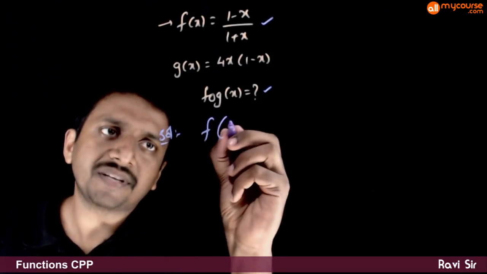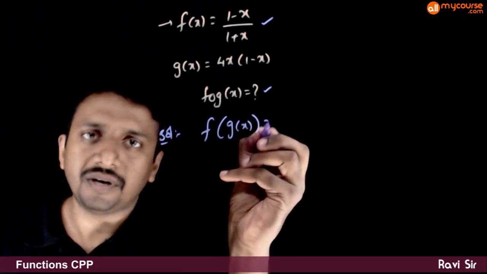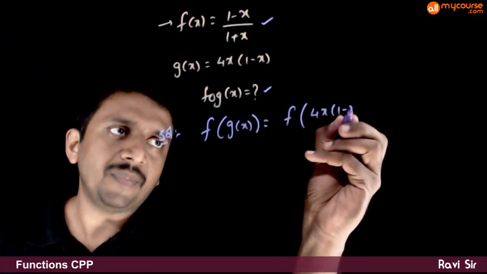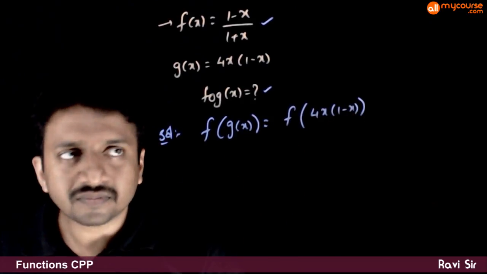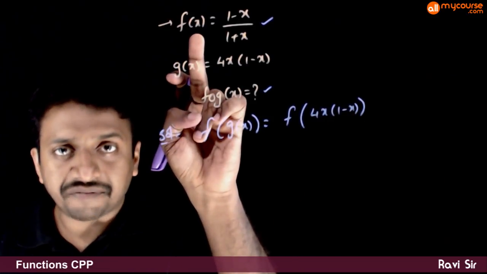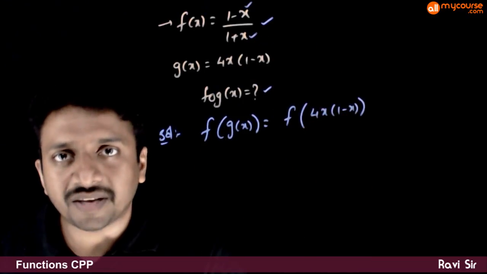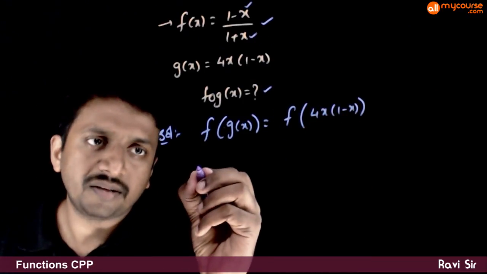So f(g(x)) is nothing but f of g of x, that is f(4x(1 - x)). In f(x), wherever you have x, we just need to put 4x(1 - x). So let us do that.